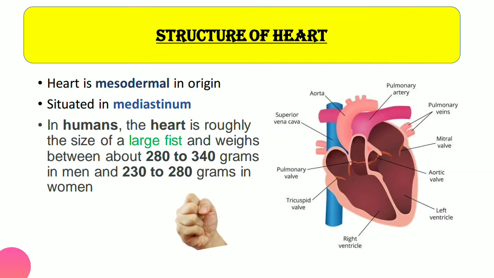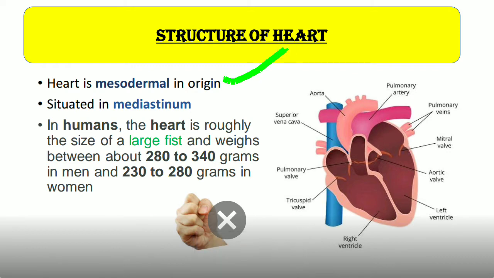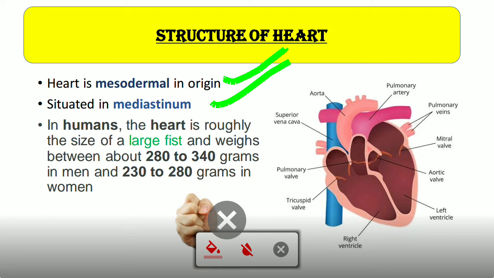Now coming to the slide, this is the first slide which shows the structure of the heart. You must know that the heart is mesodermal in origin. You all know about the three layers, the ectoderm, the endoderm and the mesoderm. So the origin of the heart is mesoderm. It is situated in the mediastinum, the cavity in between the lungs, where the heart is located.